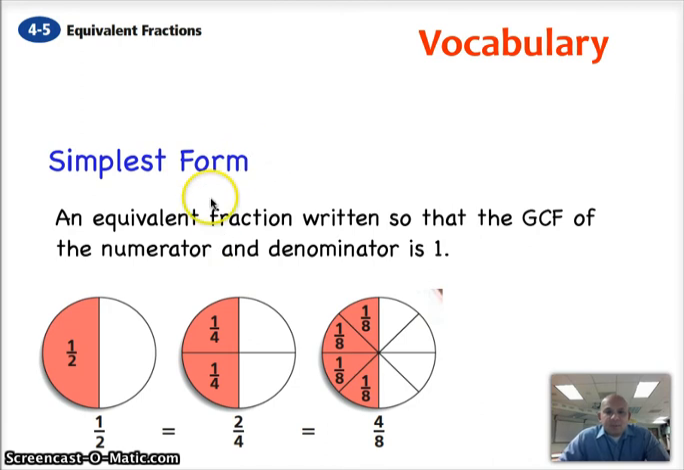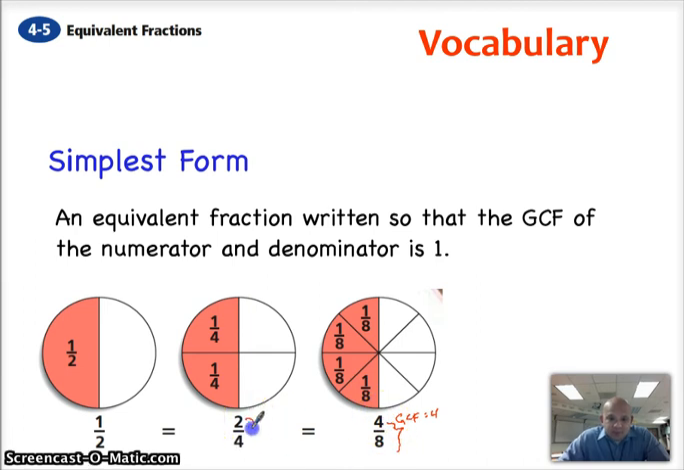Simplest form. Simplest form is an equivalent fraction written so that the greatest common factor of the numerator-denominator is 1. We're going back to this diagram once again. When we look at 4 eighths, the greatest common factor of 4 and 8 is actually 4, for the numerator-denominator. So that's not in simplest form.